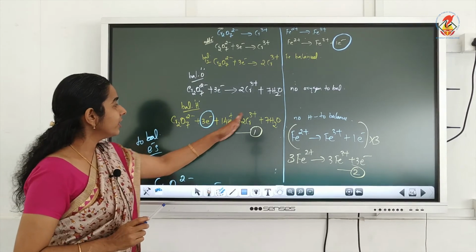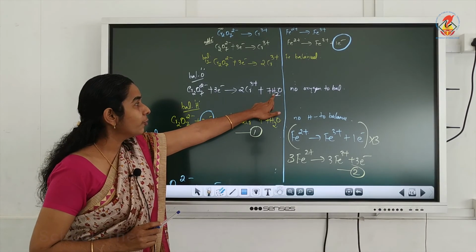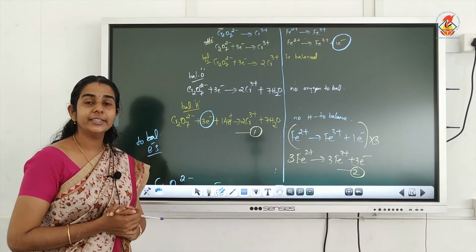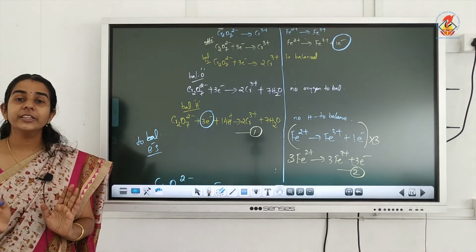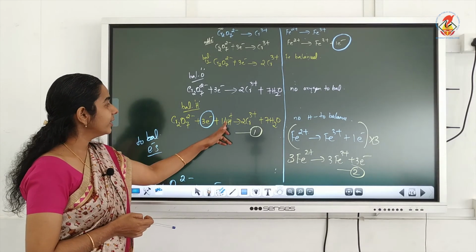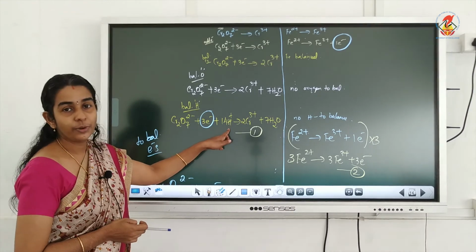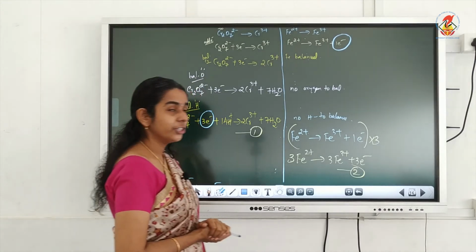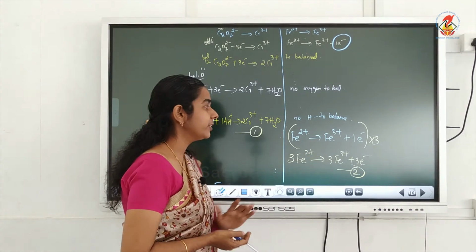In this equation, on the right hand side there were 14 hydrogens, but on the left hand side there was no hydrogen. So how do we balance hydrogen in acid medium? Where there is a shortage of hydrogen, add an equal number of H+. That is why we added 14 H+ on the left hand side. Here there was no hydrogen to balance, so we wrote the same equation as such.